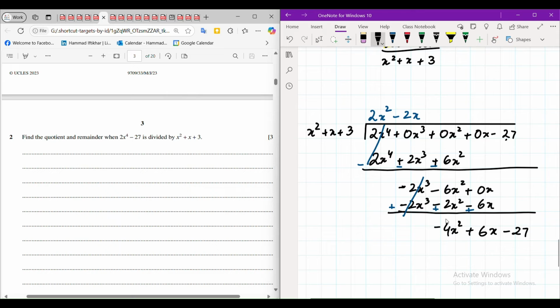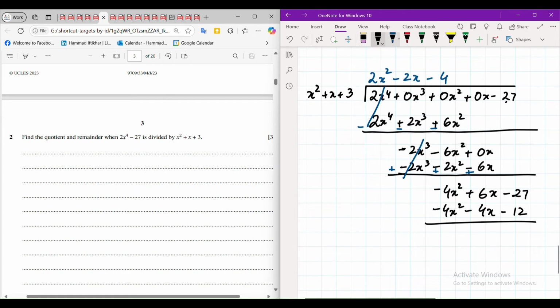So we just need to multiply by negative 4. So negative 4x squared, negative 4x, and negative 12. Same thing, we subtract. This cancels out. 6 plus 4 is 10. And 27 minus 12 is 15. So that's our remainder.